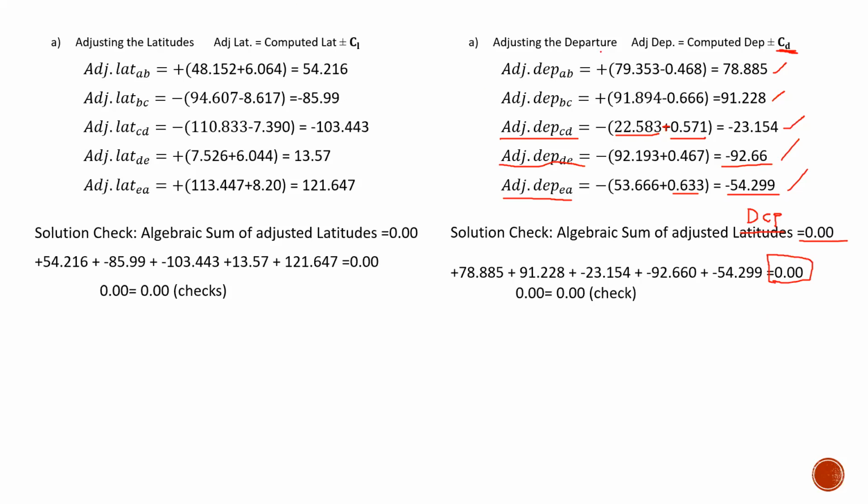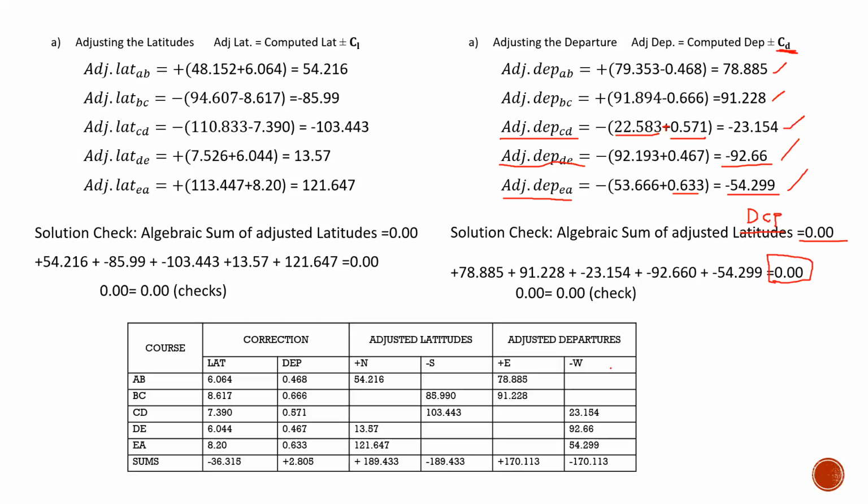Yes po. Yes, 0.00. So, ibig sabihin, okay na yung latitude mo and okay na yung departure mo. Ibig sabihin nun, close na yung traverse natin. So, we have here the last step. We need to have a tabulated solution for all of our solution. Okay po. So, we have that.